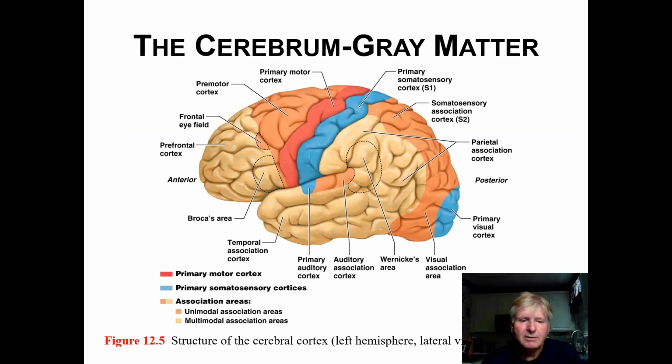So here's that multicolored view showing you the surface features of the brain, with the primary motor cortex outlined in red, primary somatosensory cortex outlined in blue. Orange, you find the unimodal association areas, which are delegated to one task, and the multimodal association areas in yellow, these are delegated to multiple tasks.